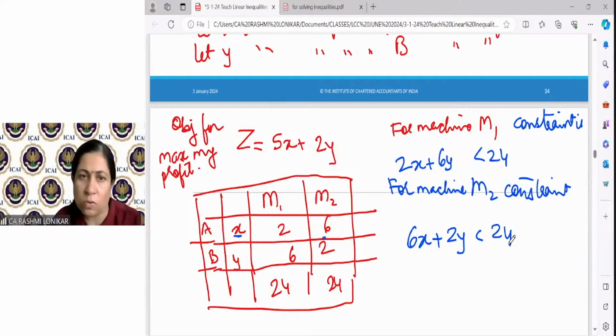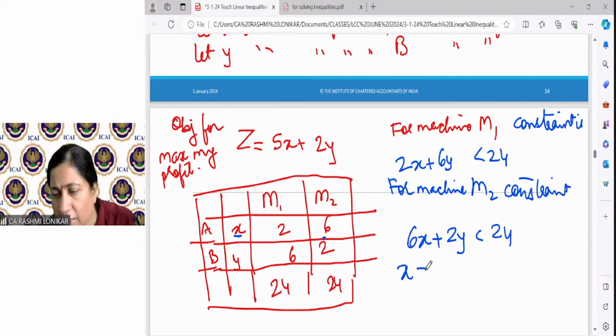Now, what is the value of x? X can be greater than or equal to 0, and y is also greater than or equal to 0. Can you have negative values? No. Why? Because you're manufacturing something. I cannot manufacture minus 2 units, right? So be very careful, use your common sense.